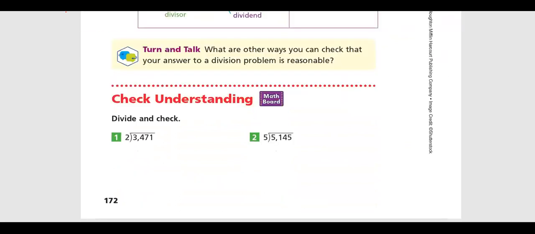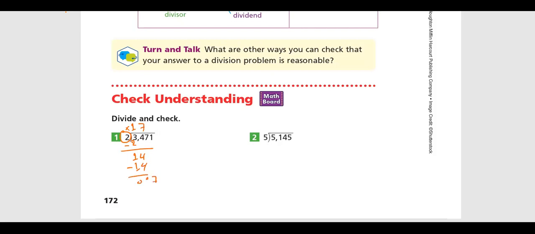So divide 3,471 by 2. First, how many 2s in 3? It's 1. 1 times 2 is 2. Copy down 2 under 3. Subtract, 3 minus 2 is 1. Copy down 4. 14 divided by 2. How many 2s in 14? It's 7. So 7 times 2 is 14. Subtract. It will be 0.